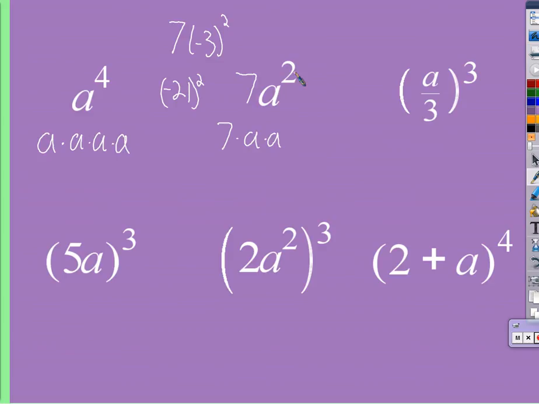A over 3 times A over 3 times A over 3. Simple. We are going to get more into this in future sections of the book. There's actually a first section of one of the chapters, 6 or 7, I can't remember, all about the properties of exponents. Not all the properties of exponents can be pulled out of this slide.